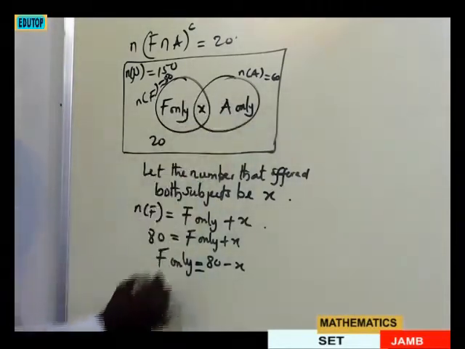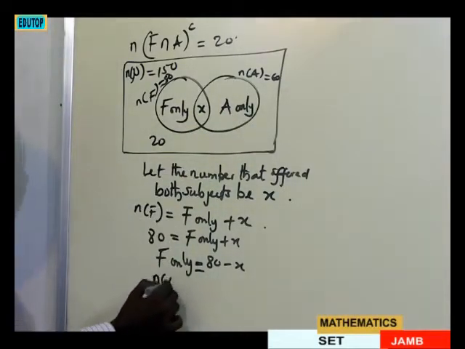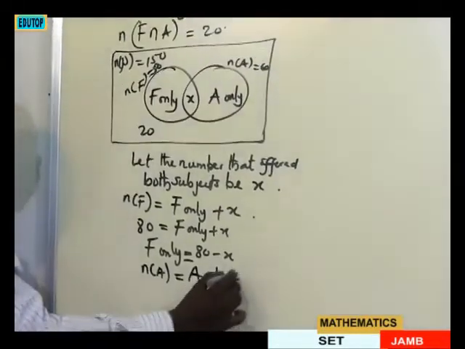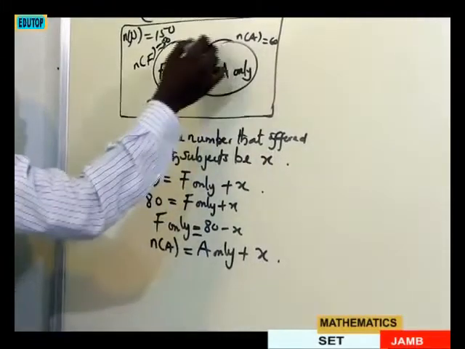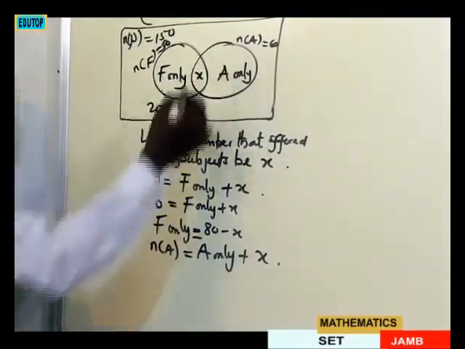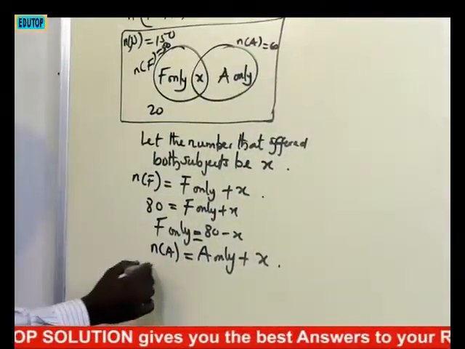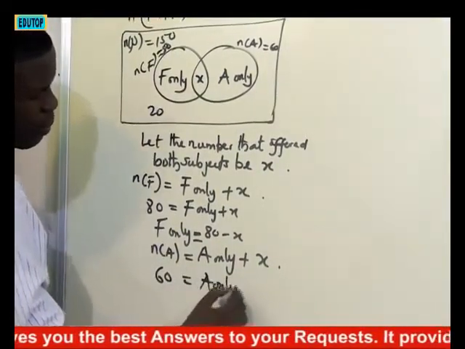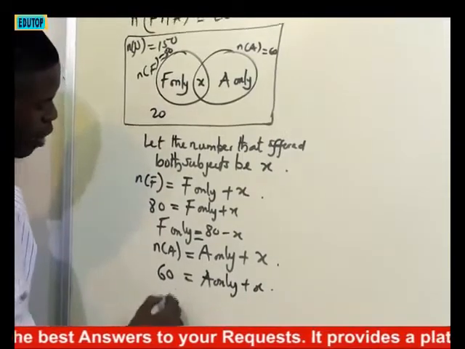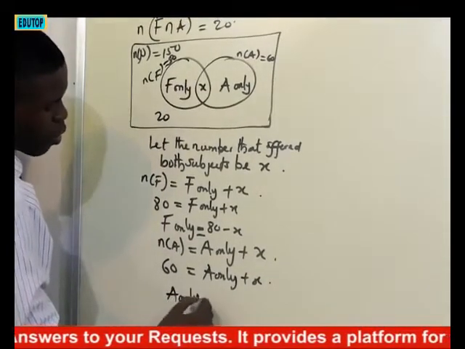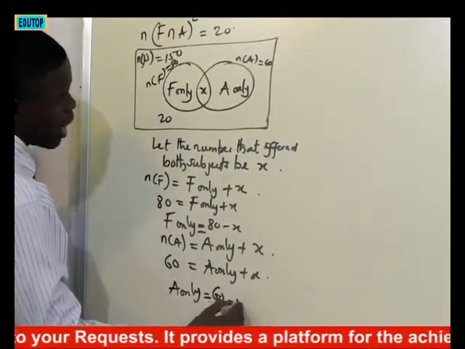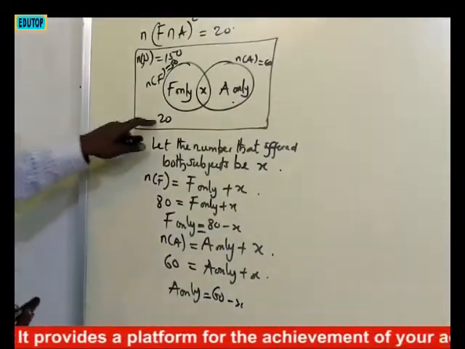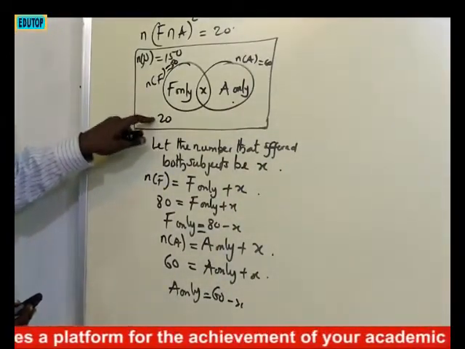Then in the case of this, the number of Arabic will definitely be A only plus the number that offer both, because this is the number of Arabic. So it will be this plus this. The number of Arabic is 60, then A only plus X. So A only will now be equal to 60 minus X. So this place is 60 minus X. And you have 20 outside the Venn diagram.